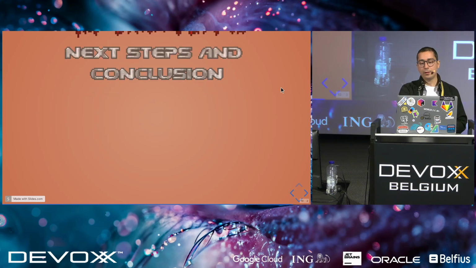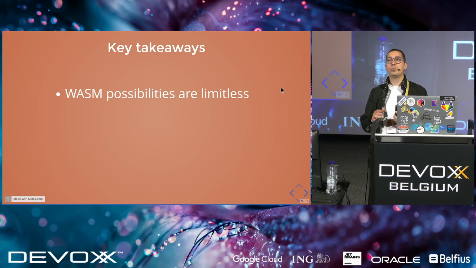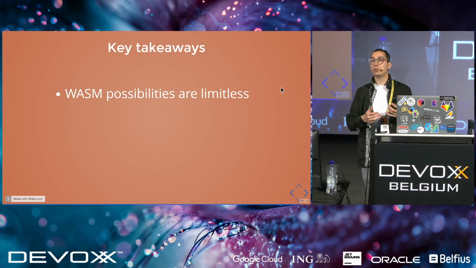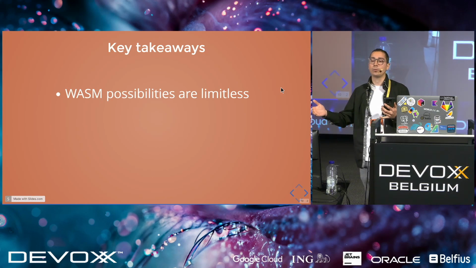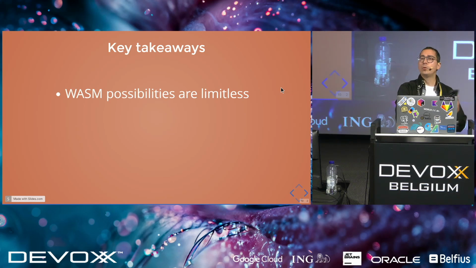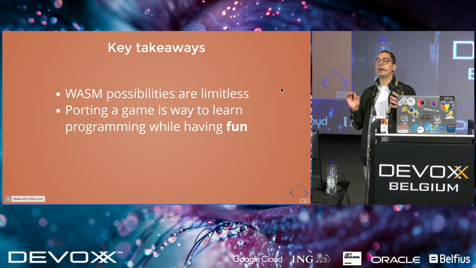So, next steps and conclusion. The key takeaways: WASM possibilities are limitless, as you have seen here. This is a really interesting way to use WebAssembly. I talked earlier about implementing algorithms to assist JavaScript in terms of speed, containers and so on. And porting a game is a way to learn programming while having fun. So that's also a great way.